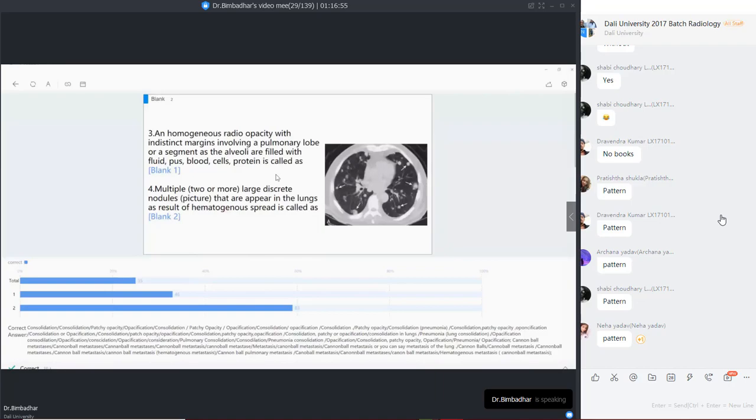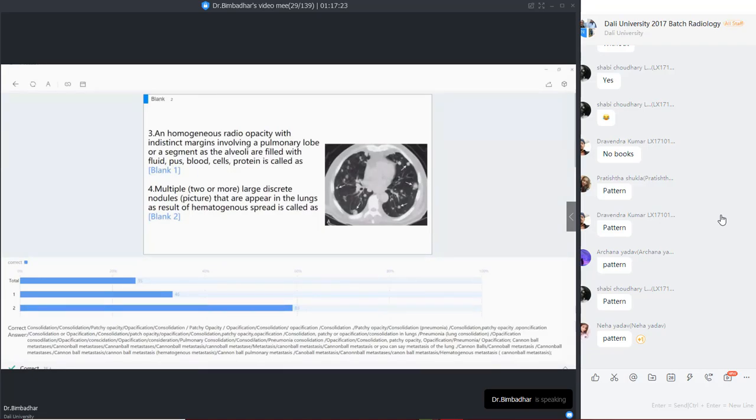It is not pneumonia. People who wrote pneumonia, yes, your diagnosis is absolutely correct. But how did you actually recognize it as pneumonia? You recognized it because you were able to find an opacified area, a consolidated area. That's the reason you came to know it was pneumonia.